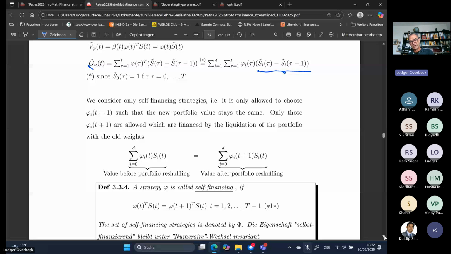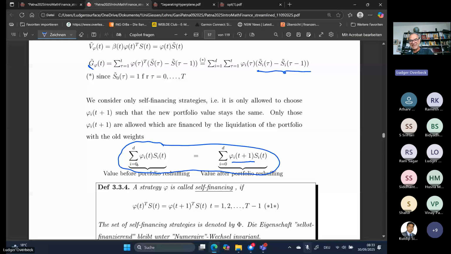This means if tomorrow your portfolio has a value of 1 million, you can just take this 1 million, selling this portfolio at 1 million, and buy a new portfolio with value 1 million. That's the self-financing condition. This is your new portfolio allocation, but the total amount you allocate is the value of your portfolio before you reshuffle, before you reallocate. That's what's called self-financing.